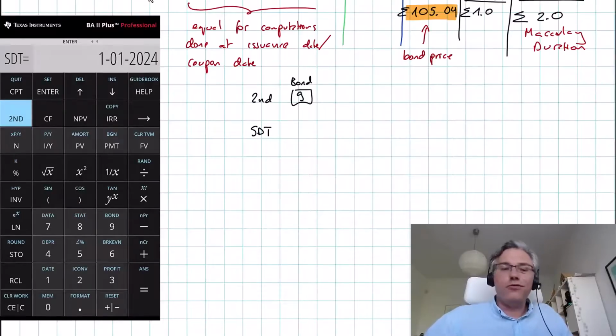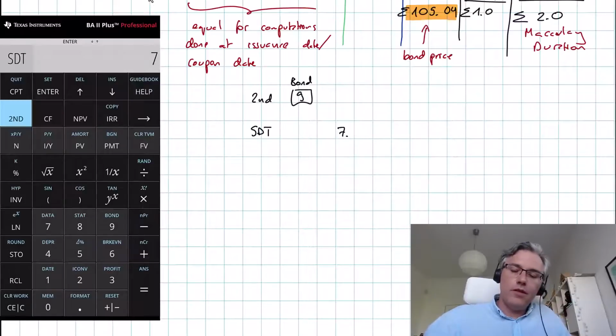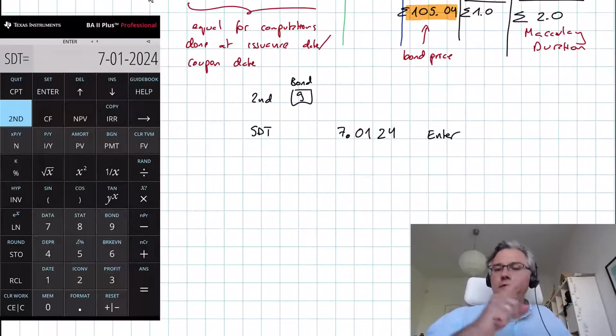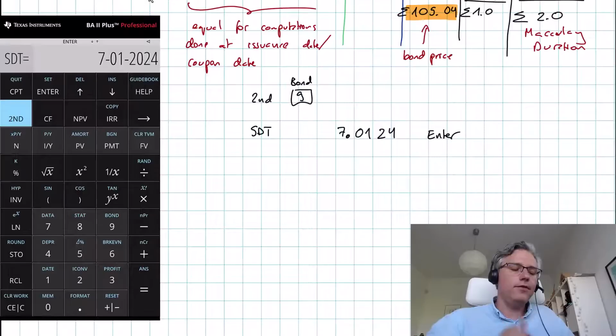If I wanted to do July 2024, I would do 7 followed by the dot, the decimal point. Then give your calculator the day 01 and the year, but only the last 2 digits, 24, and then press the enter key. Now it says July the 1st, 2024. That's when we get into the investment.